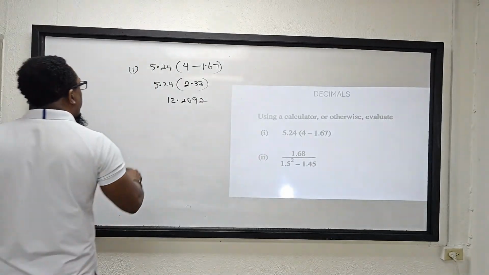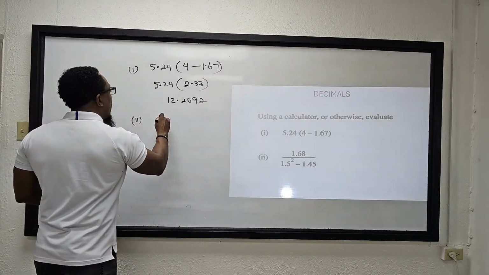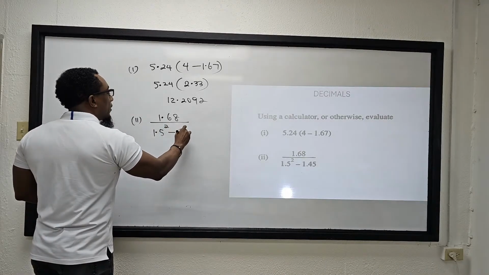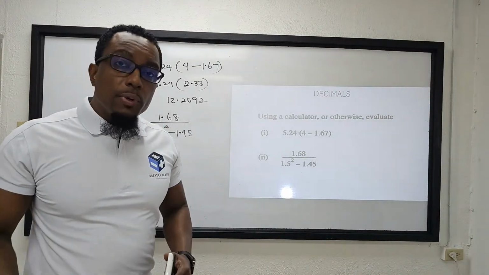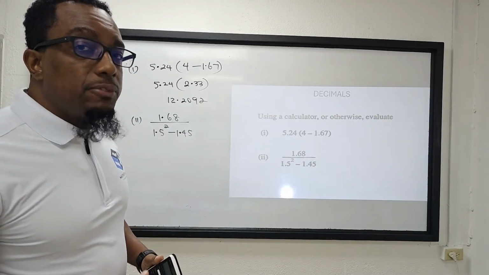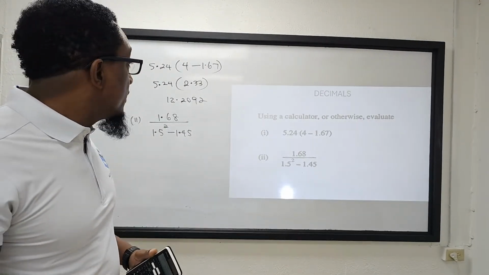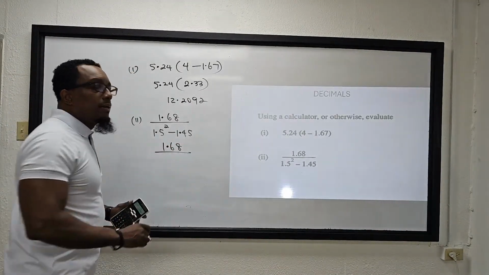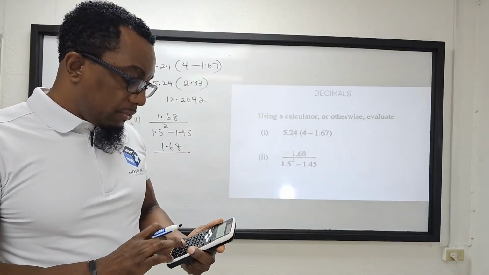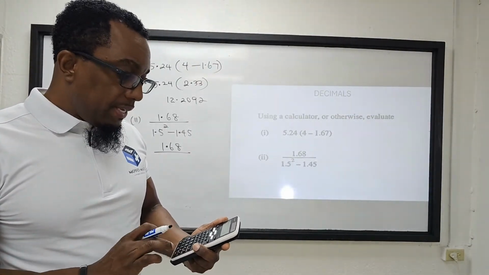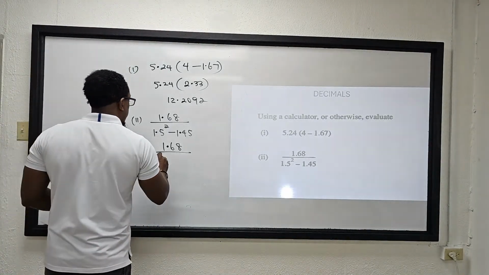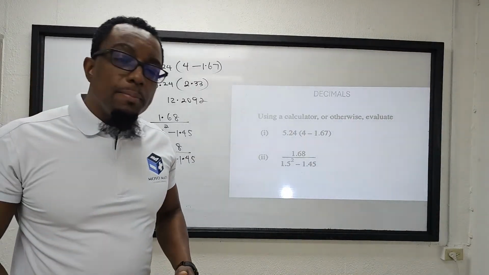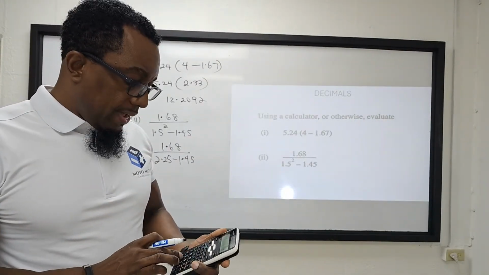Part 2, we have 1.68 over 1.5 squared subtract 1.45. Of course, we're going to work out what is 1.5 squared first to make sure we know what that is. So this will be rewritten as 1.68 all over 1.5 by 1.5. That is what 1.5 squared means. We're going to get 2.25. Subtract 1.45. Let me subtract 1.45 from 2.25.